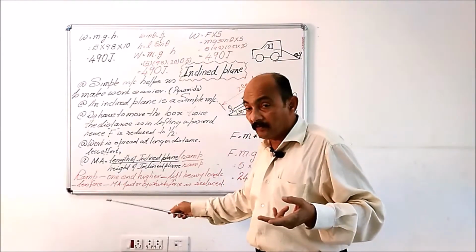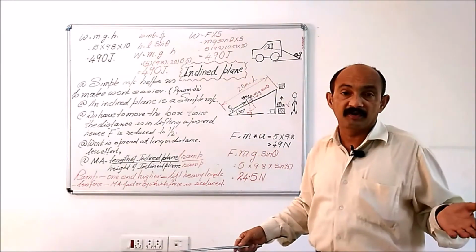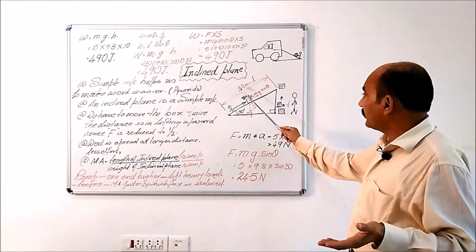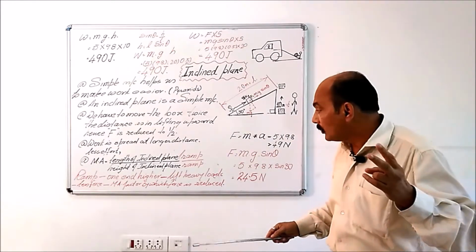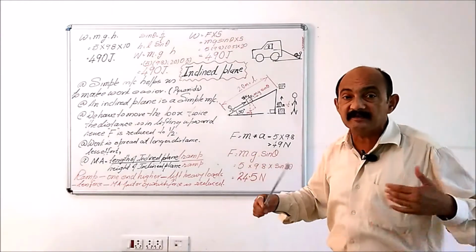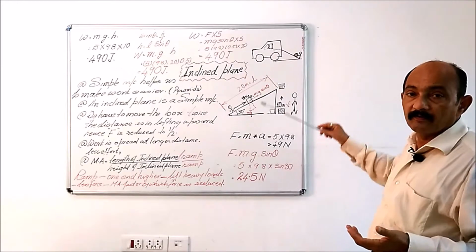What is the mechanical advantage? Mechanical advantage is a factor by which the force is reduced. Now here what is the mechanical advantage? 20 divided by 10, that will be 2. So the factor is 2. So it becomes twice as easier to push the load than lifting it vertically upwards.